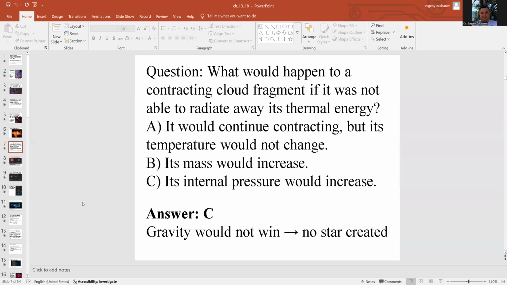So let's say the cloud cannot radiate that thermal energy, those photons. What would happen to that cloud? The answer is straightforward. If gravity doesn't have an edge over internal pressure, then gravity would never win, and stars would never be born, and there would be no solar system, no us human beings, and so on. So it's good that gravity always has that little edge over internal pressure.